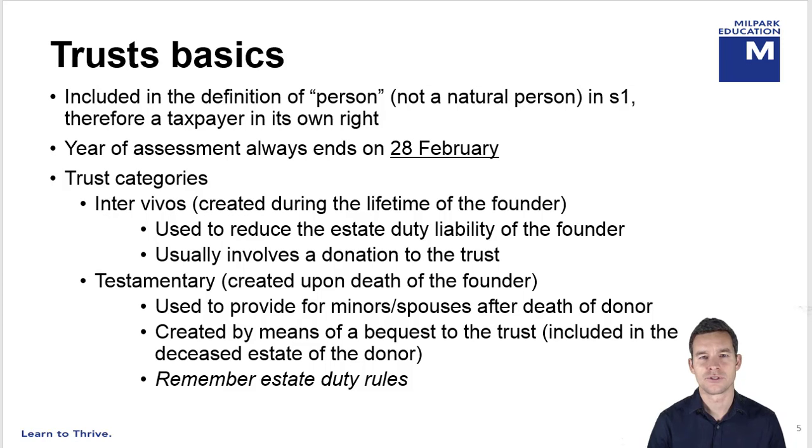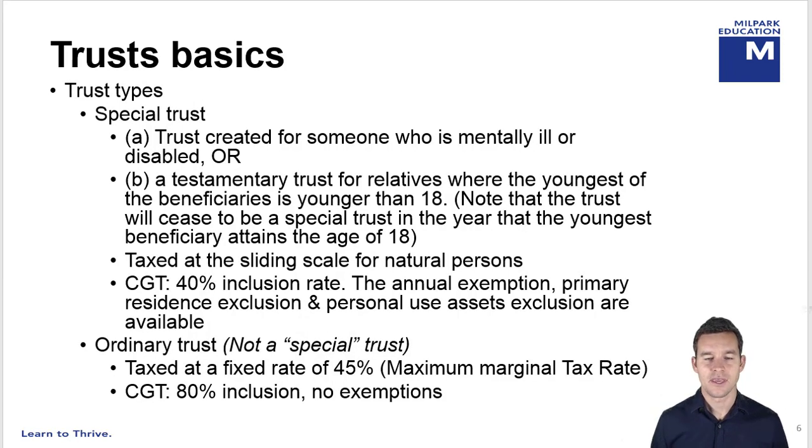Trusts basically form into two broad categories. The first category is an inter vivos trust. That's one that's created during the lifetime of a founder, and it's normally created to avoid estate duty tax down the line. The second category is called a testamentary trust. That's created upon the death of the founder, normally in terms of a last will and testament. And the primary use for a testamentary trust is to create a mechanism to provide for a family after the death of a taxpayer. So those are the two broad categories. Then there are two broad trust types, a special trust or an ordinary trust.